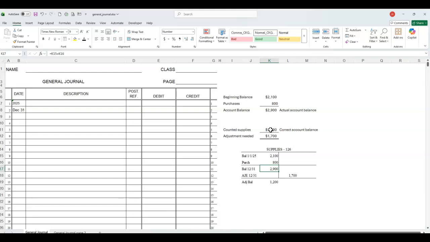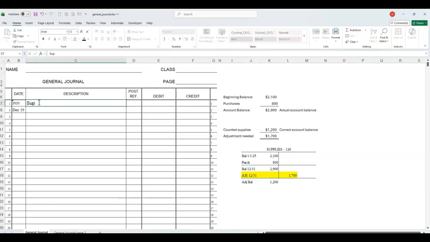We know that we want our ending balance, our adjusted balance, to equal what's in the closet. We want it to be $1,200. So I need to get from $2,900 to $1,200, and the difference is $1,700. So that's going to be my adjusting entry.